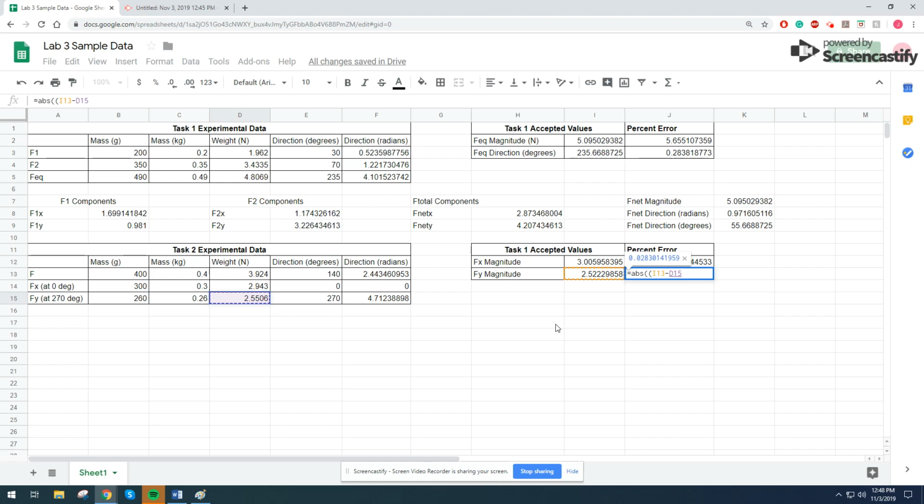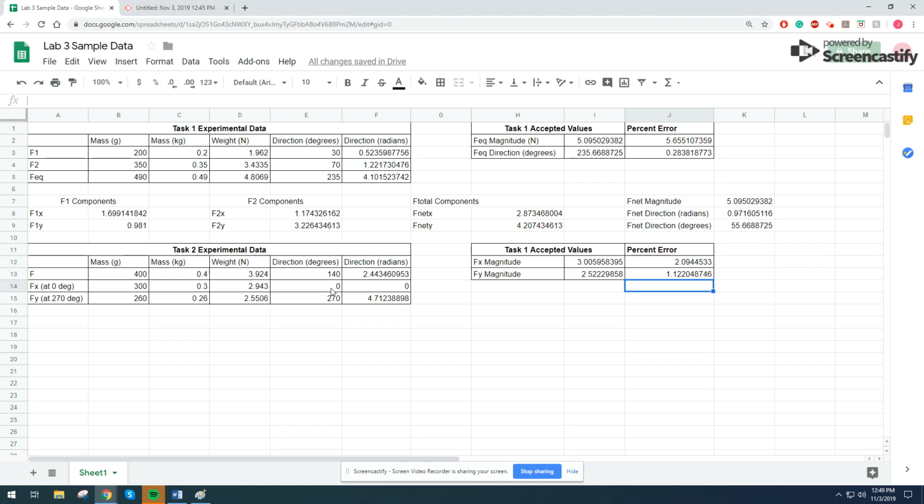Now, exactly the same thing for this, equals ABS, parentheses, parentheses, accepted minus experimental, close parentheses, divided by accepted, close parentheses, times 100%, 1.122%. So these are really good data, right? Obviously, it's really good because they made up the numbers, but yours may be a little bit different. So this is the whole analysis for your lab number 3, task 2.